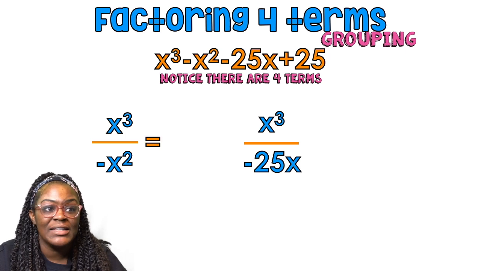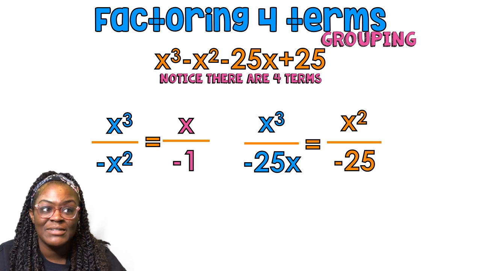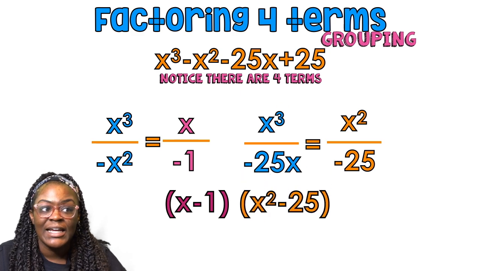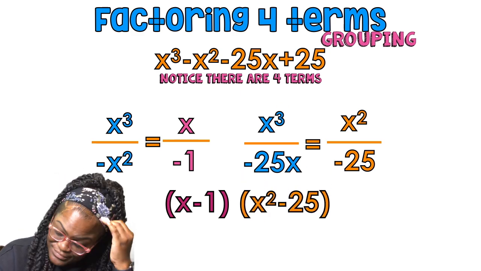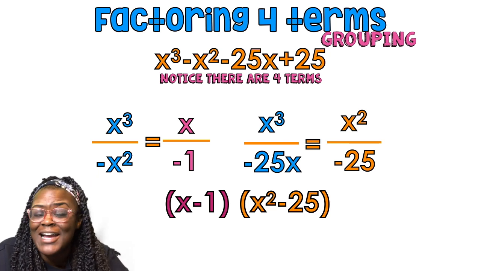I'm going to simplify this. So x over negative 1. And then simplify the second one. x squared over negative 25. And guess what? That's my answer. x minus 1 and x squared minus 25. I just know that it works.